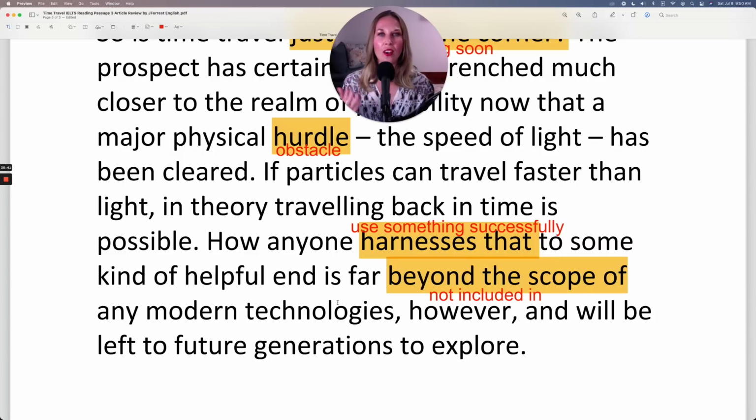What I'll do now is I'll go to the beginning and I'll read the article from start to finish, and this time you can focus on my pronunciation.